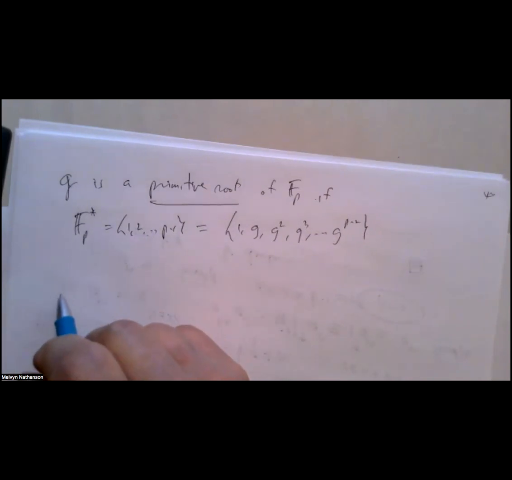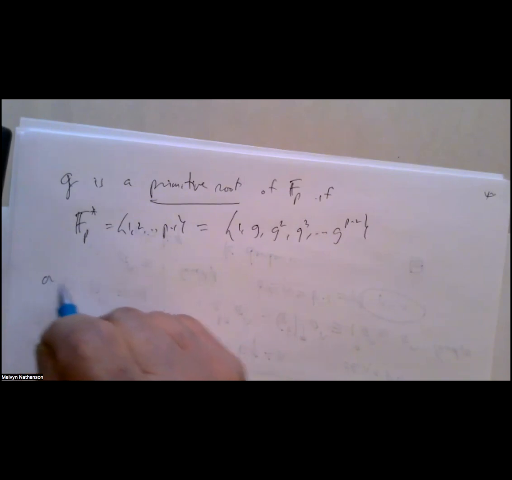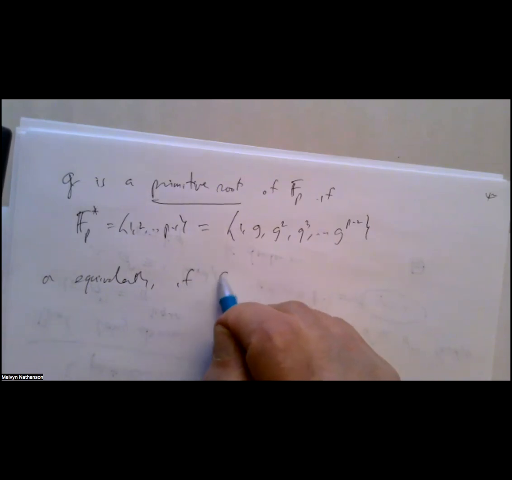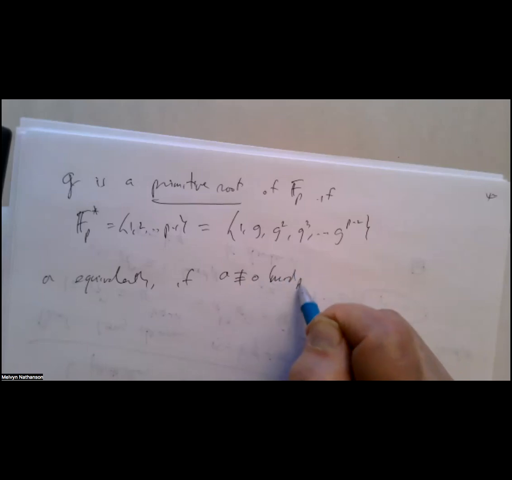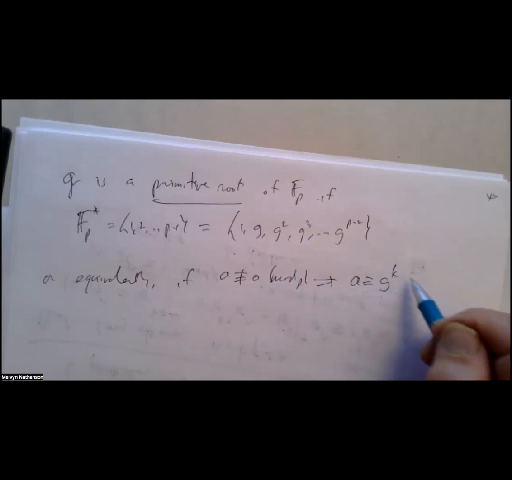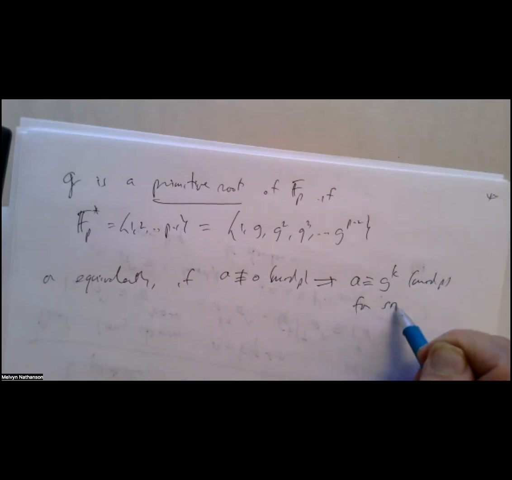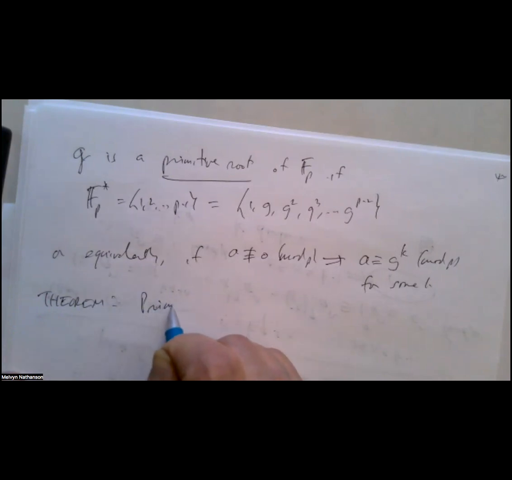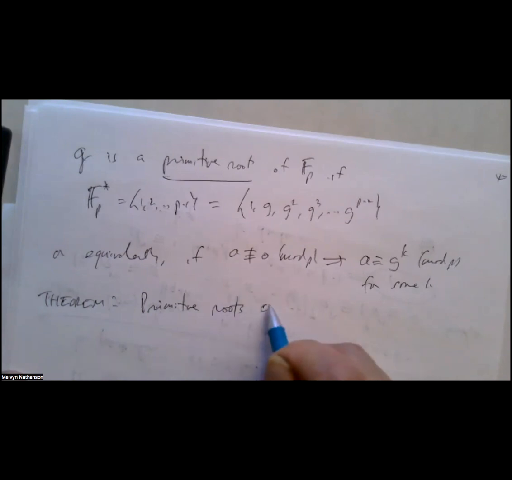Or equivalently, so that's one definition, or equivalently, if a is not congruent to 0 mod p, then a is congruent to g to the k mod p for some k. That is, if the powers of g give you every number which is not 0 mod p, then g is called a primitive root. And the theorem says that primitive roots exist. It's not obvious that primitive roots exist.